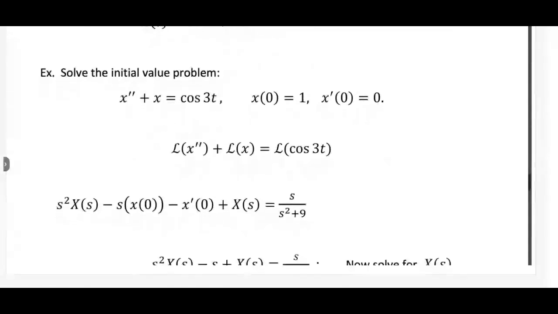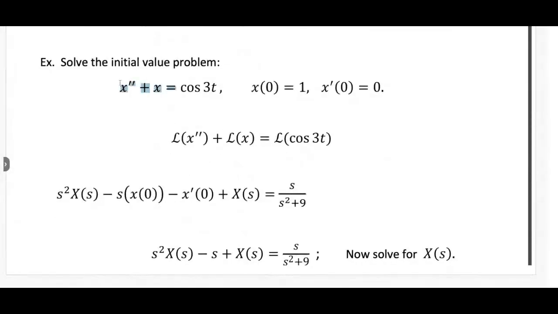Let's see example 2. So this equation is x double prime plus x equals cosine 3t. And the initial conditions are x of 0 equals 1, x prime of 0 equals 0.